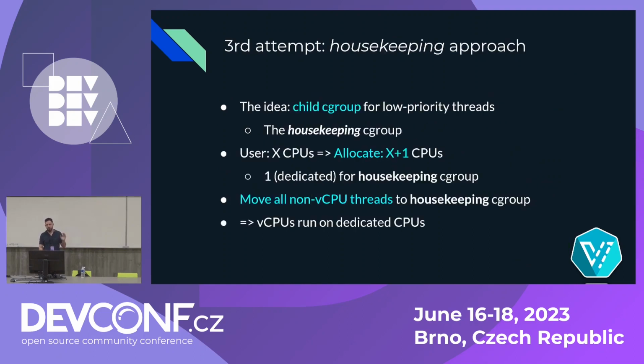So third attempt is the housekeeping approach. So the idea is that we'd create a child Cgroup for low priority threads. This is called the housekeeping Cgroup. Again, just like before, we would allocate one extra core. So if the user asks for X CPUs, we'll allocate X plus 1. Then what we'll do is move all of the non-vCPU threads into this housekeeping Cgroup. And then the vCPUs would run on dedicated CPUs.